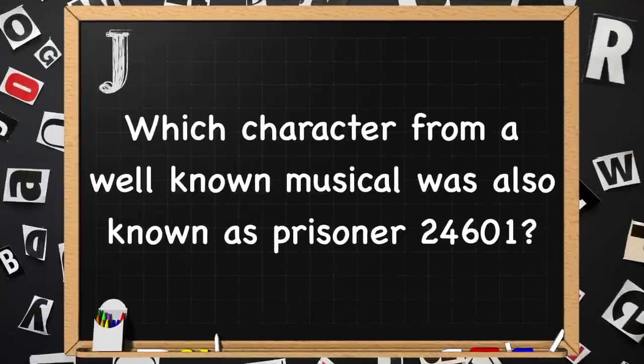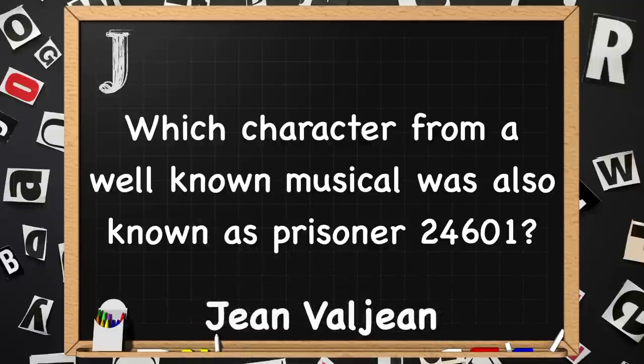Beginning with J, which character from a well-known musical was also known as Prisoner 24601? The answer is Jean Valjean.